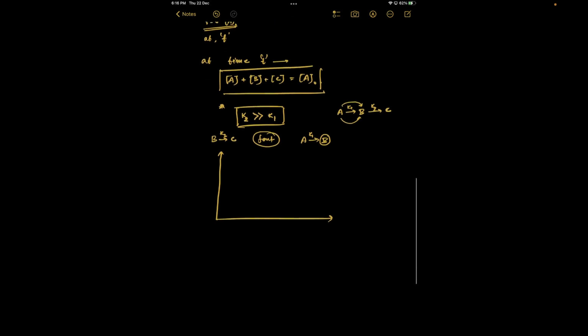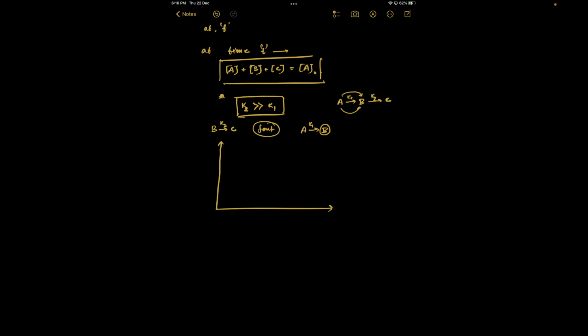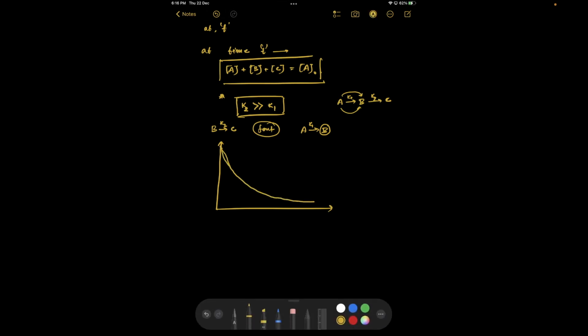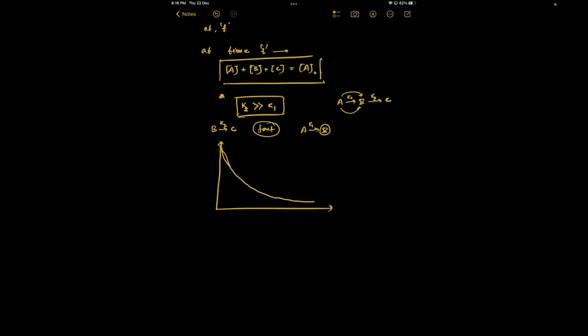If you plot this, at t equal to 0 there will be just A molecules, no B and C. It will decay like this with time. Now first there will be just A molecules, then with time A molecules are disappearing to form the product B molecules. So with time the concentration of B molecules will increase. At t equal to 0, the concentration of B molecules is 0. With time the concentration of B molecules rises, right?